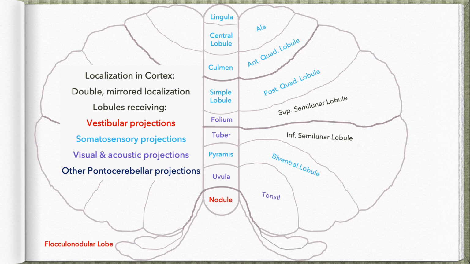The somatotopic representation in the superior surface has leg, arm and face from front to back, which are present in the ala, anterior quadrangular lobule and posterior quadrangular lobule. And in case of inferior surface, it is present in the biventral lobule, where arms are anteriorly located and leg is posteriorly located. So that's why we have double mirrored localization. As you know, at the horizontal fissure, the cerebellum folds back, so we have one part of the body represented on the superior surface and another part on the inferior surface.